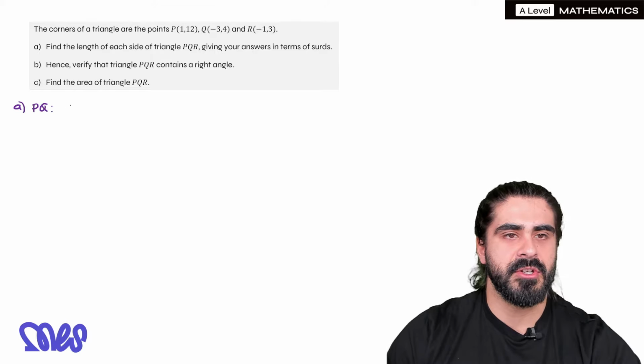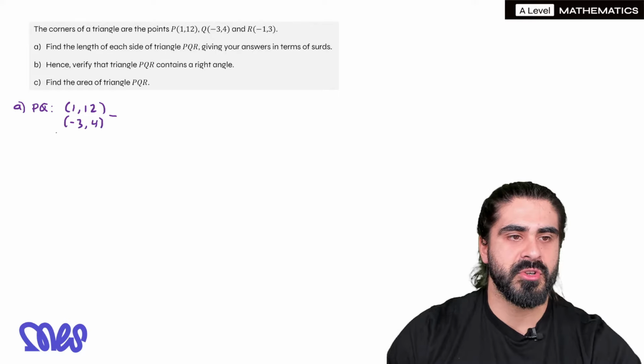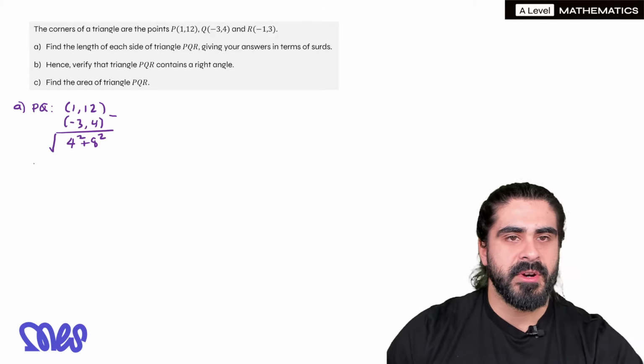So to work out PQ, we're going to take away the coordinates. I'm going to put (1, 12) on top, (-3, 4). We're going to subtract them. 1 minus minus 3 is 4. 12 minus 4 is 8. We're then going to square them, add them, root them. I'm going to do it all together at the end.